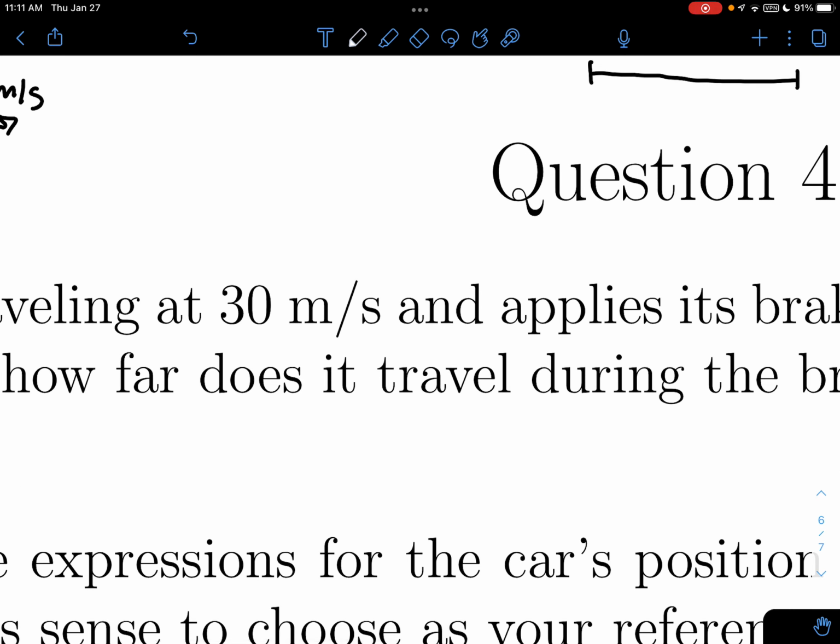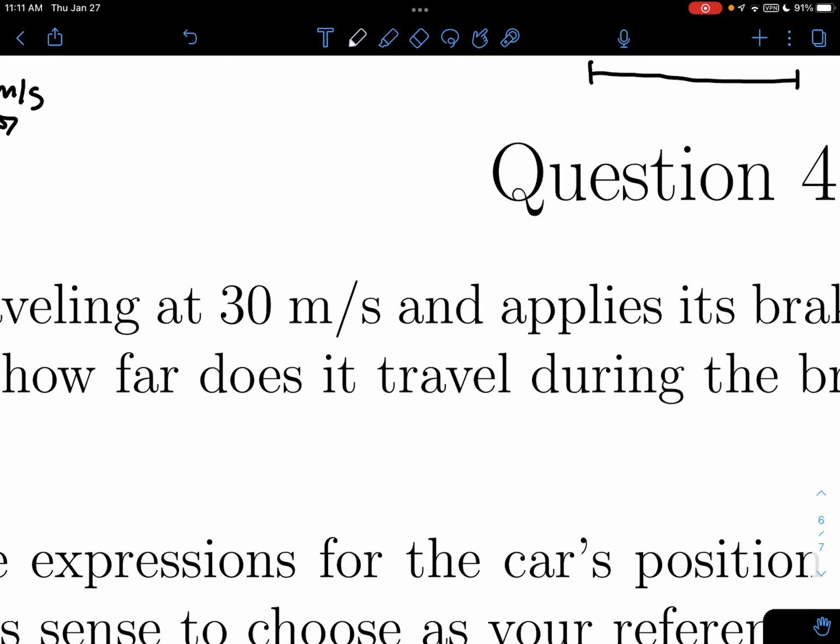Right? And now, how far does the car travel during the braking period? Now that we have how long it takes to slow down, we can find out how far it goes while it's slowing down. So let's plug this time into our equation for position. So we get x is equal to 30 times t minus 5 over 2 t squared. And we're trying to find what that's equal to. We're not setting it equal to anything this time. My bad.